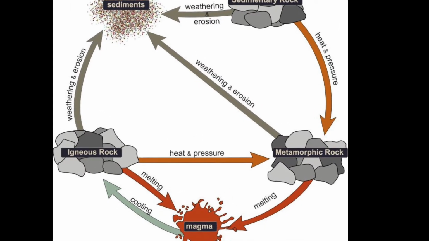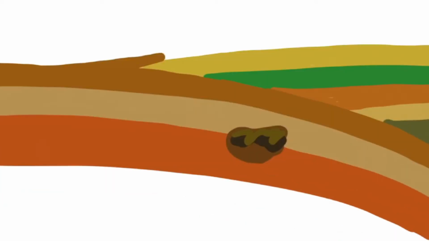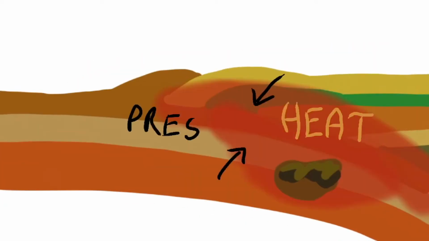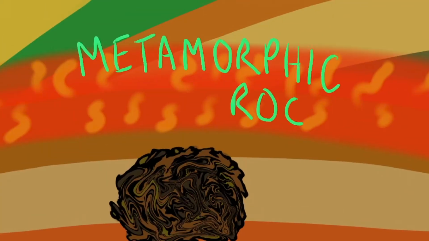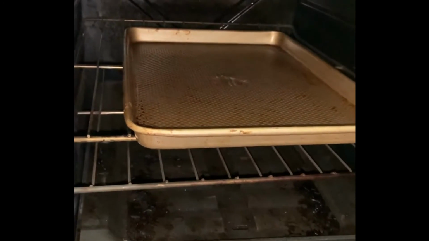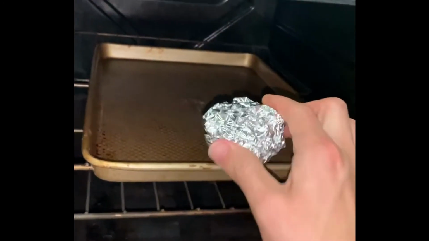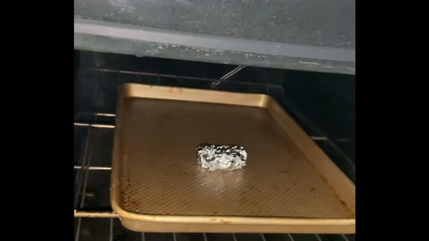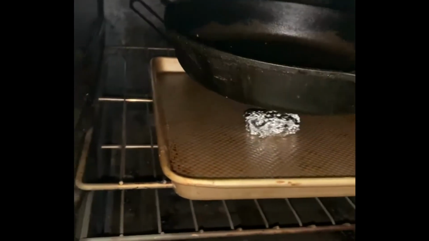Our next part of the rock cycle is metamorphic rock. If sedimentary rock continues to be buried deeper and deeper within the earth, it will be exposed to increased temperature and pressure. To simulate heat within the earth, we're going to put our sedimentary jellybean rock into the oven. And to simulate pressure within the earth, we're going to put a heavy cast iron pot on top.